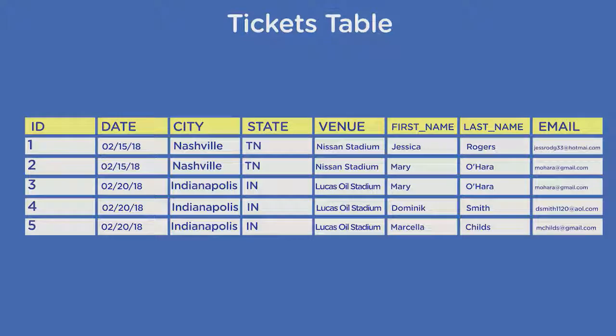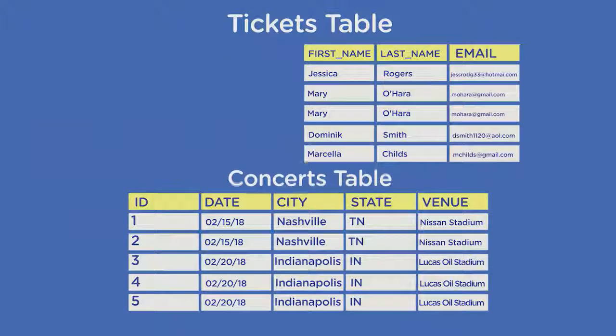There's nothing inherently wrong with this. We could do everything with one table, and probably make it work. But down the line, this approach ends up being a lot more complicated. For example, if we wanted to add information about a new concert, but weren't selling tickets yet, we'd have no way of doing it. To fix this, we should pull out all of the concert data into its own table.